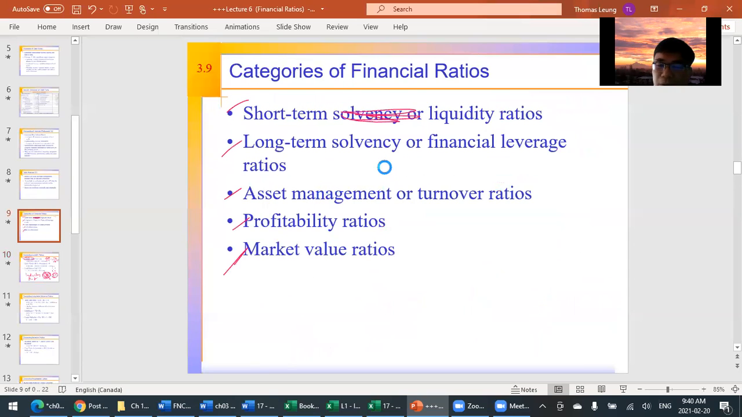Now let's move on to the next one. That is the long-term solvency. The word solvency is normally for long-term, your long-term ability to pay the liability. That's why I crossed this out, because normally the word solvency is for long-term. The word liquidity is for short-term. Liquidity is the short-term ability to pay the liability. Here is the long-term ability to pay the long-term liability.